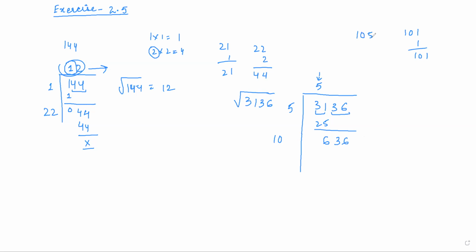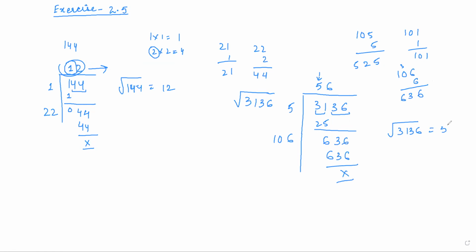So 105 into 5. 5 into 5, 25. Let me check 6 also. So 106 into 6, 6 into 6, 36. So exactly 6 times it is going, right? So 6 into 6, which is 636. So the answer is 56, right?